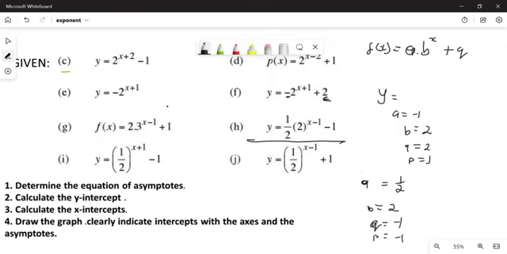Are we together then? Let's look at this one here. If we look at this one, what is going to be our a? a is minus 1. What is b? b is going to be equivalent to 2. What is q? q is going to be 0. And then what is going to be p?